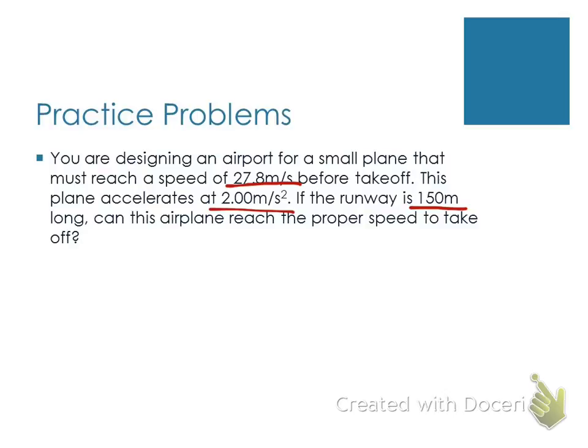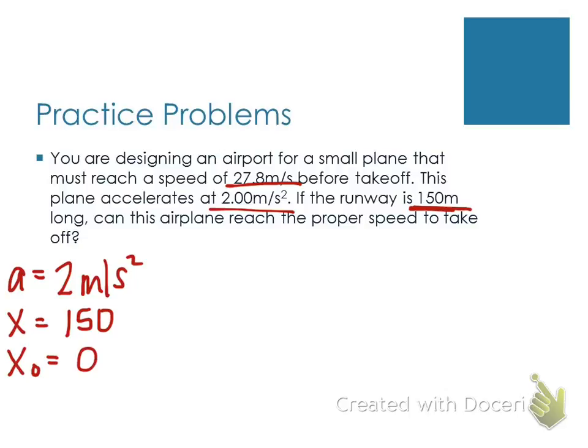So let's just start writing down what we know here. We know the plane accelerates at 2 meters per second squared. We know the final displacement is 150 meters. What do we know about the initial displacement? Good, it's 0, because that's our starting point. That's where the plane is starting from. Okay, so it's 0.